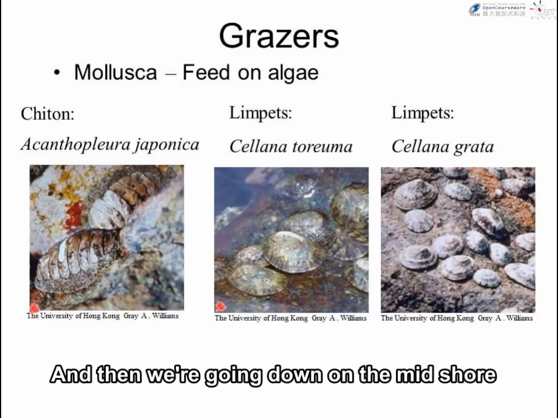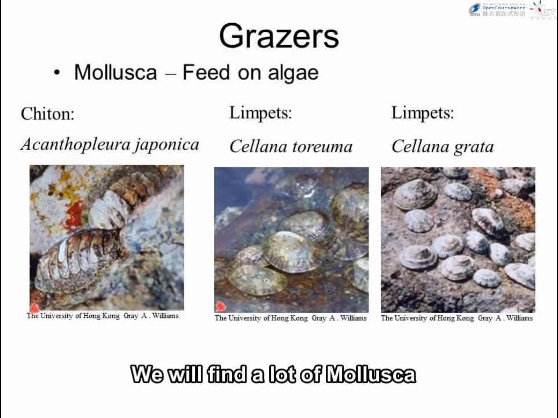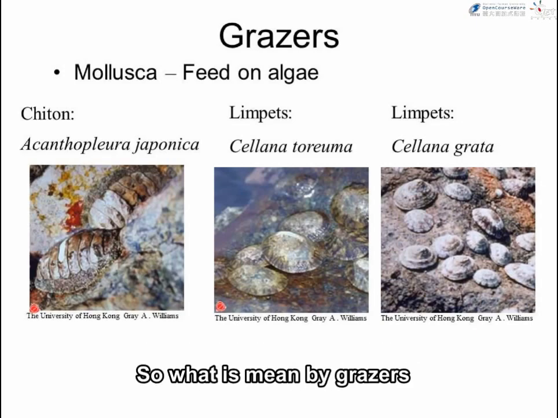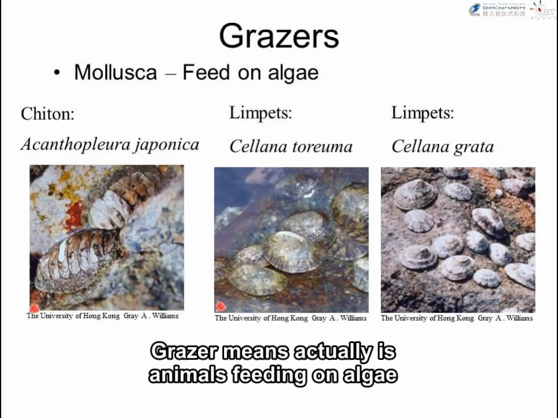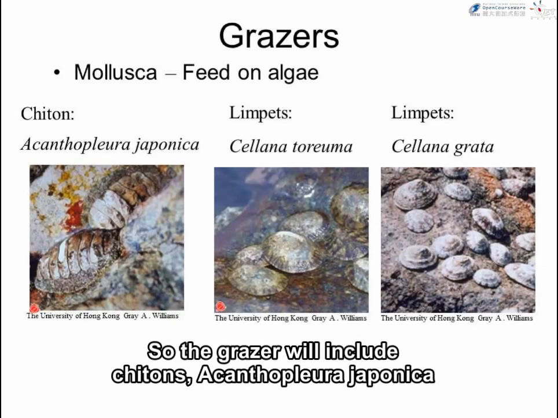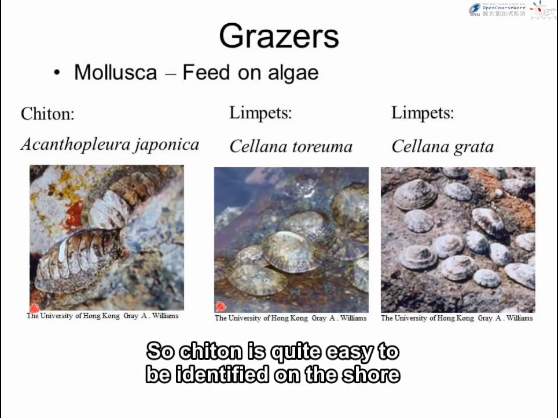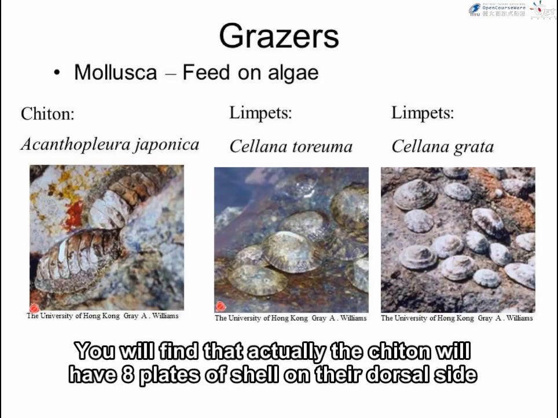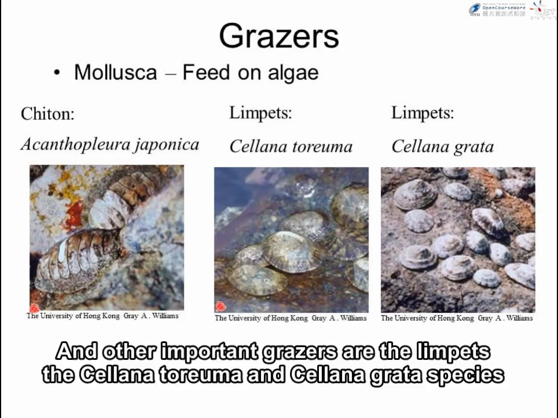And then as we go down to the mid shore, we find a lot of molluscs, and in general they are called grazers. So what is meant by grazers? A grazer is an animal feeding on algae. The grazers include the chitons, such as Acanthopleura japonica. A chiton is quite easy to identify on the shore because if you look at the shell plates on the dorsal side of the animal, you'll find that the chiton has 8 plates of shell. The other important grazers are the limpets, the Cellana toreuma and the Cellana grata species.